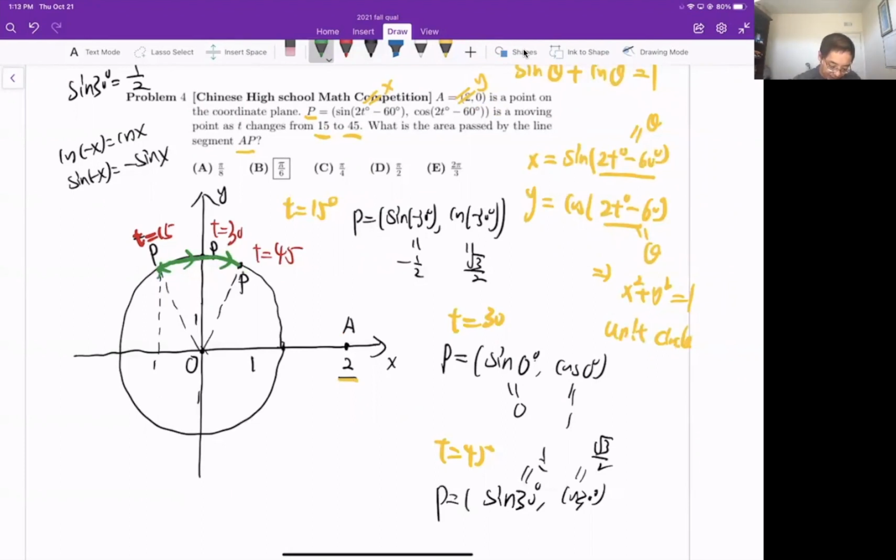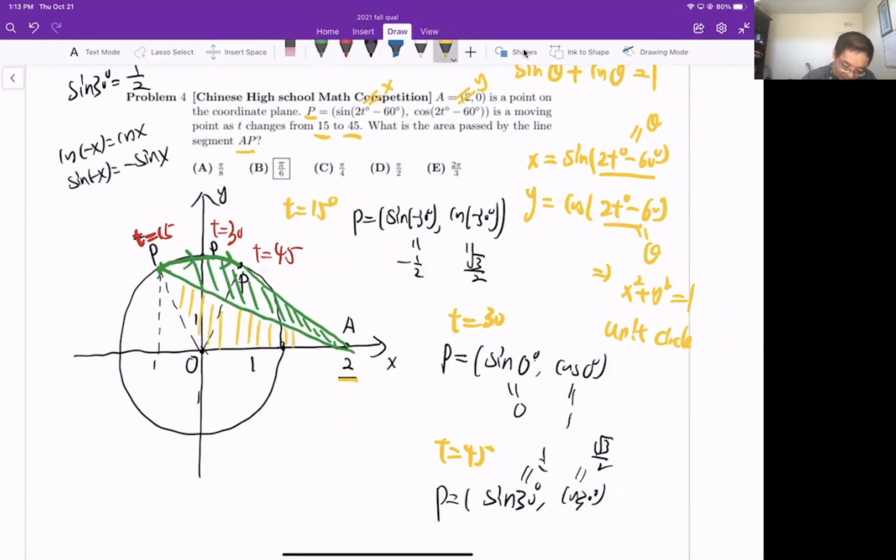Let's connect the point P to A. That's what we have. And this is the region that is passed by all the line segments AP, and we find its area. When you look at this region, it is not a sector or a regular shape. How do we find the area? What we do is cut and paste. If we combine this region with this triangle, right?